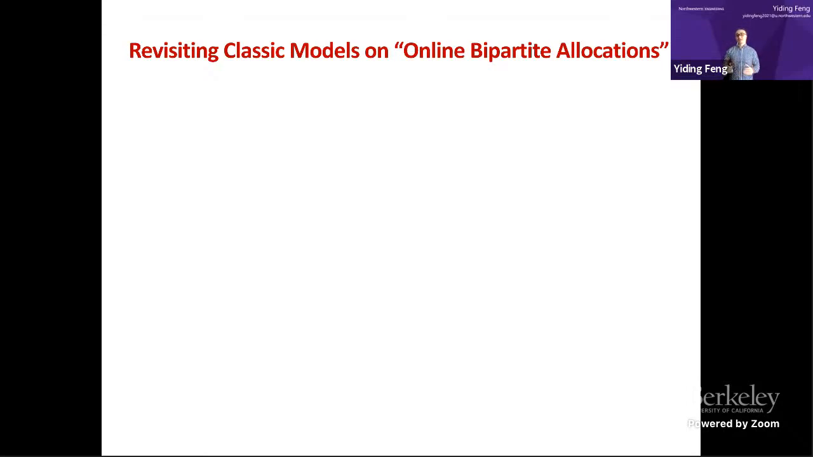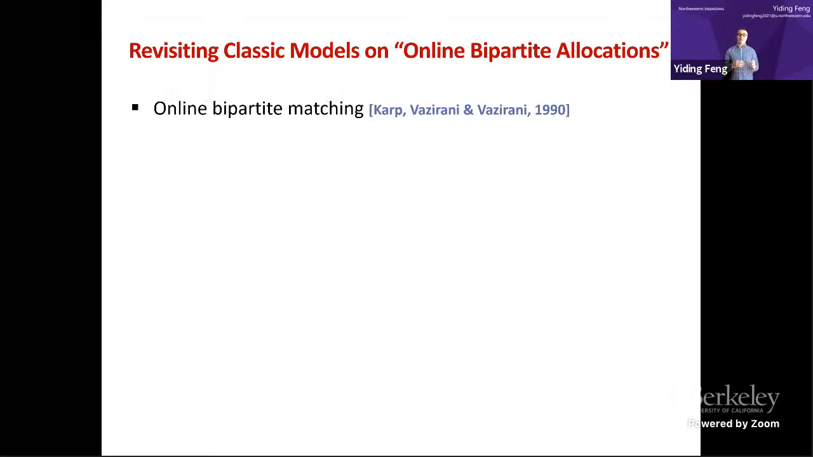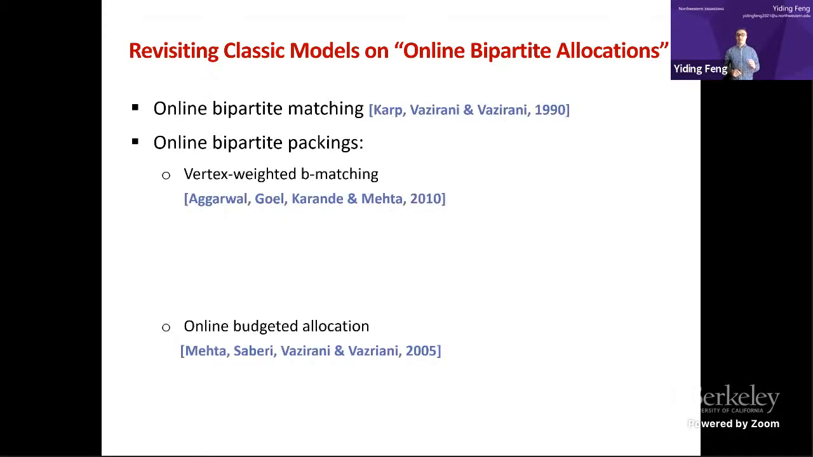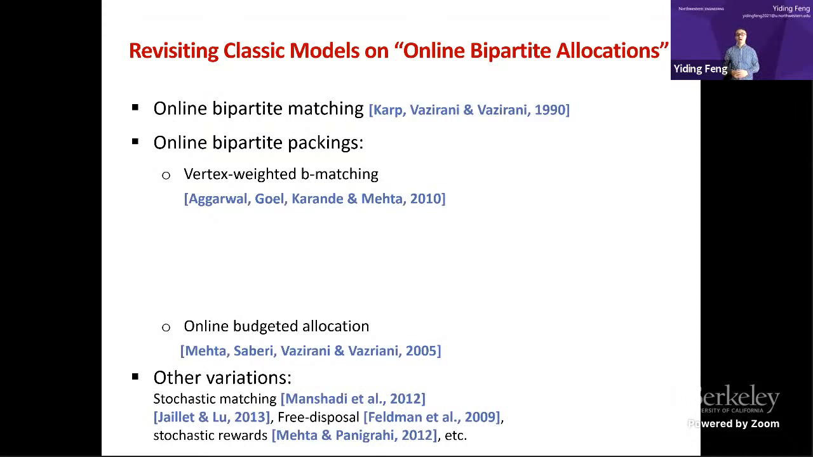So in online bipartite allocation, there are different variations. For example, online bipartite matching, online bipartite packing, and some other variations. So in today's talk, we will mainly focus on the vertex weight B-matching and see how we can modify it to capture our new paradigm where the platform can use the batching strategy.